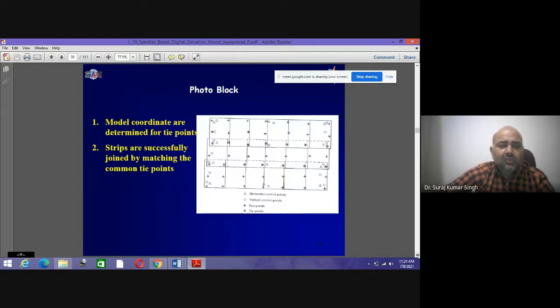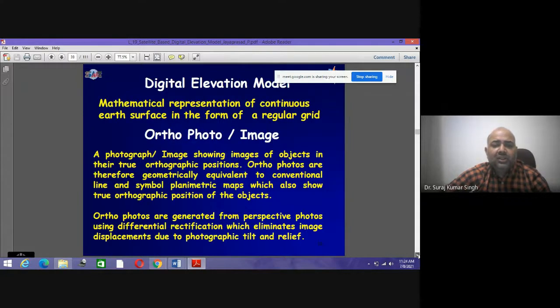This is how you will be providing the photo blocks, and finally you will be creating a digital elevation model and an orthophoto image, a photograph or image showing the features of objects in a true orthographic position. The orthophotos are therefore geometrically equivalent to conventional line and symbol planimetric maps, which also show true orthographic positions of the objects. Orthophotos are generated from perspective photos using differential rectification, which eliminates image displacements due to photographic tilt and relief.